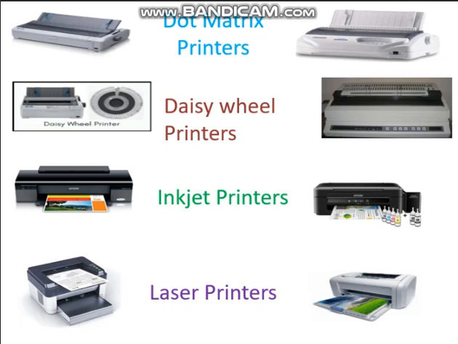In non impact printers, no such striking takes place. They are slow, inexpensive, do not provide high quality print, and create noise during printing. Examples are dot matrix printers and daisy wheel printers. Non impact printers are preferred over impact printers for various reasons such as speed, quality, etc. Examples of non impact printers are inkjet printers and laser printers.